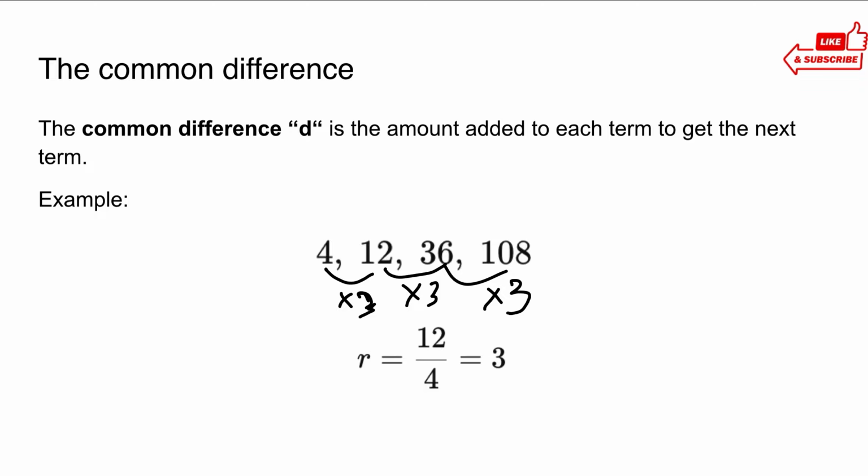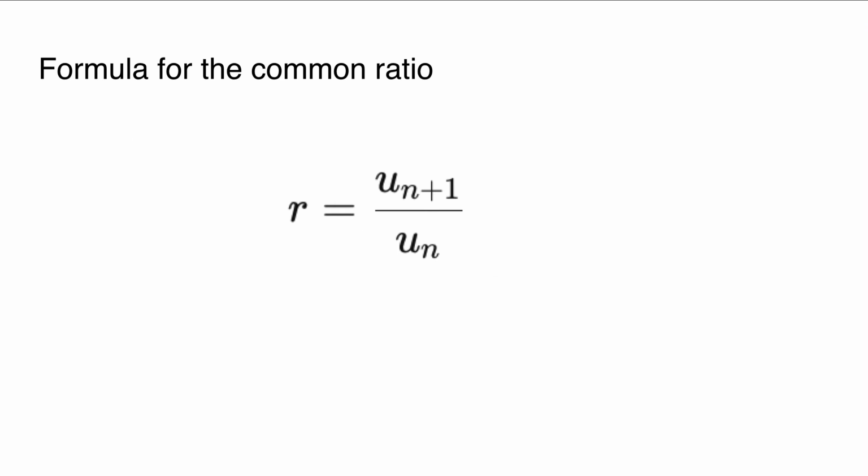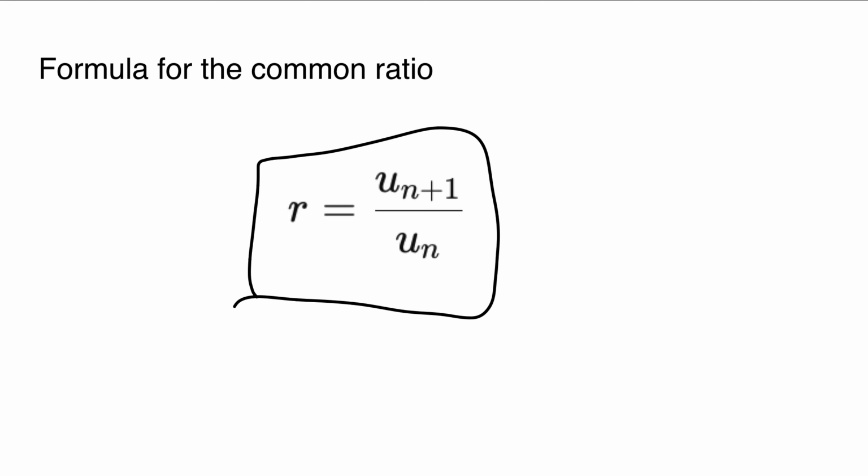And to solve for the common ratio here, you simply divide a term by the term before it. So 12 divided by 4, 36 by 12, 108 by 36, and all of these should give you 3. Once again, this is basically just saying in writing what I said in words. So this is the formula for the common ratio: r is equal to u sub n plus 1 over u sub n, that is the next term divided by the current term.